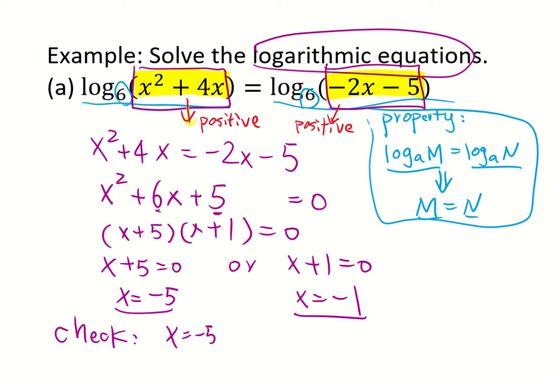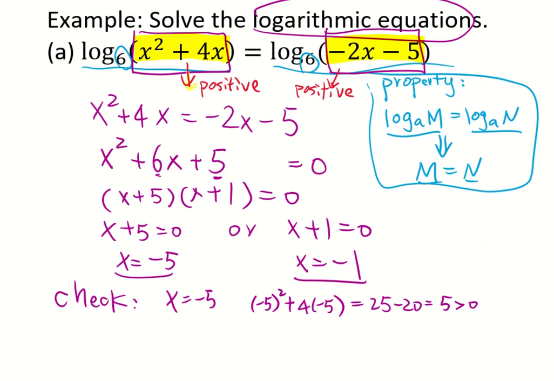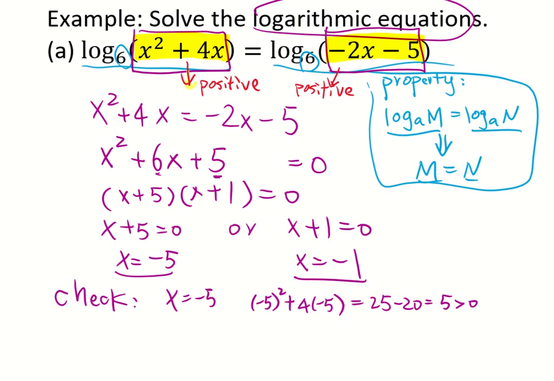We'll plug it into each argument. So first argument, you have negative 5 squared plus 4 times negative 5. We need it to be positive. So it's 25 minus 20, which is 5, positive. Awesome. Now we have to check the other one. Plug negative 5 into the other argument.